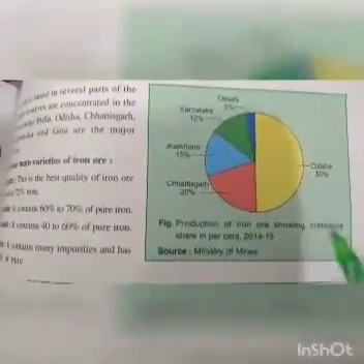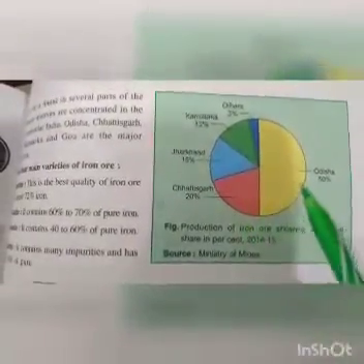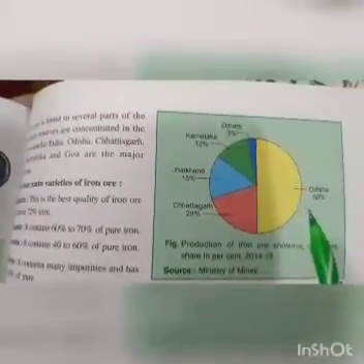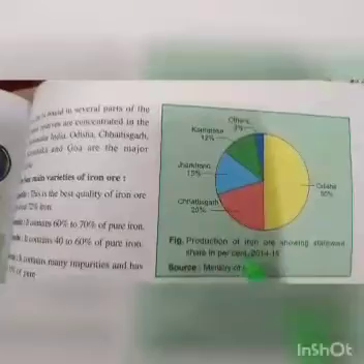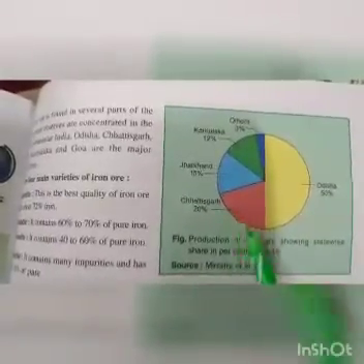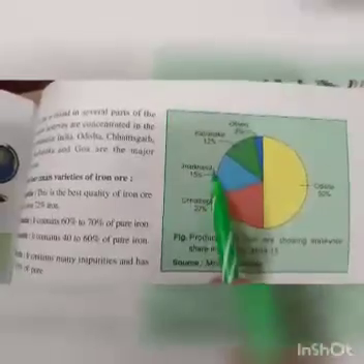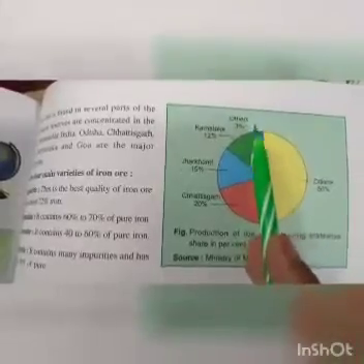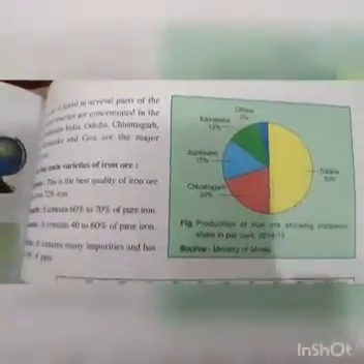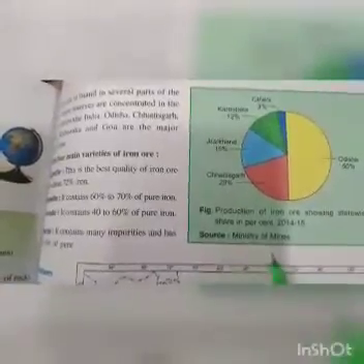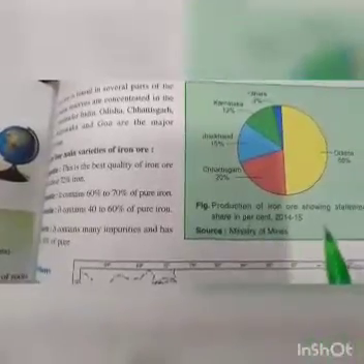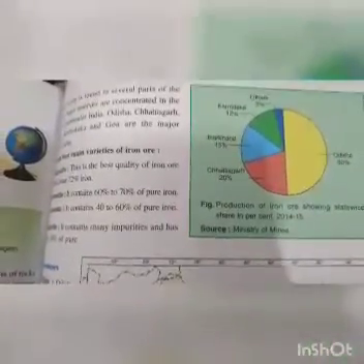This is another pie chart showing the production of iron ore in India. The yellow portion shows that 50% of production is done in Odisha. This is for iron production. Then 20% is Chhattisgarh, 15% Jharkhand, 12% Karnataka, and the rest of the states with 3%, right? The source of this pie chart is the Ministry of Mines, surveyed in 2014-15.